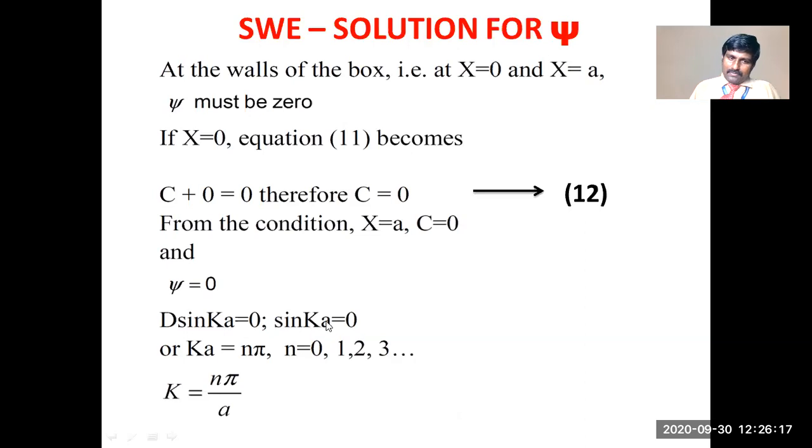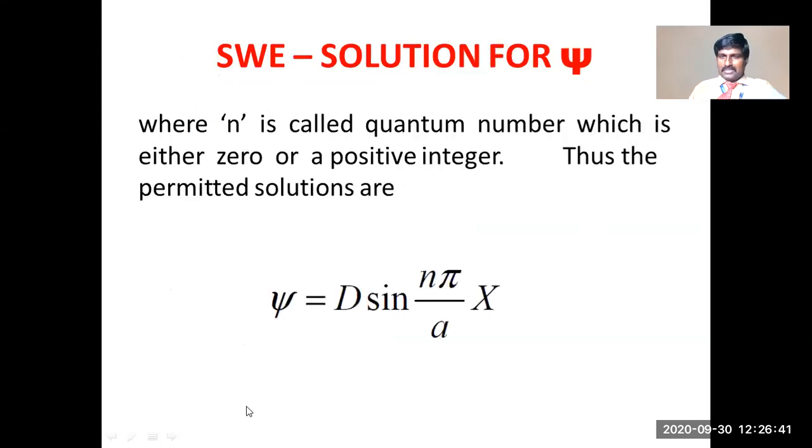When will sine ka be equal to 0? When ka becomes n pi, it will be 0. That's what ka equal to n pi in the sine case. Now we find k is equal to n pi by a. If you substitute this value in sine kx, what do you get? Psi is equal to D sine n pi by a into x.